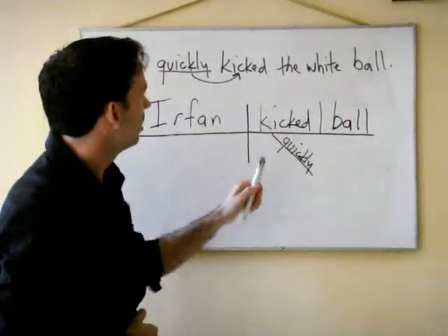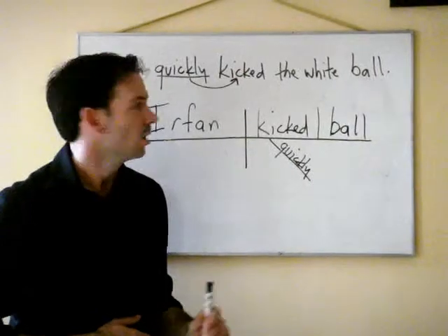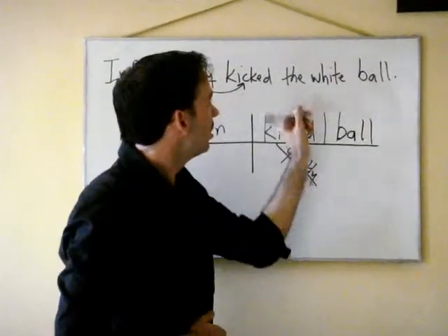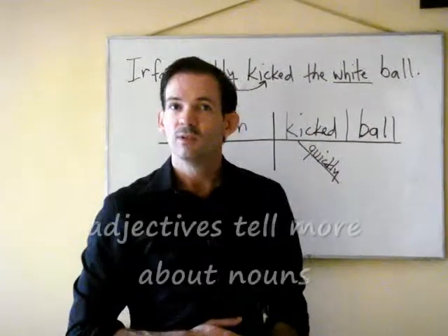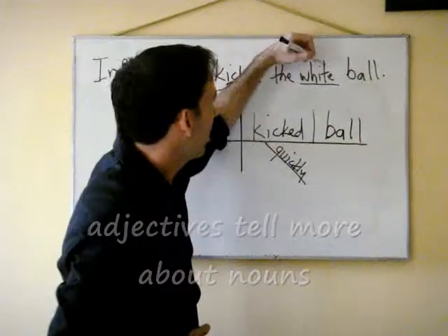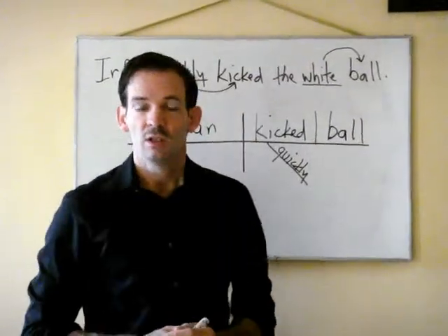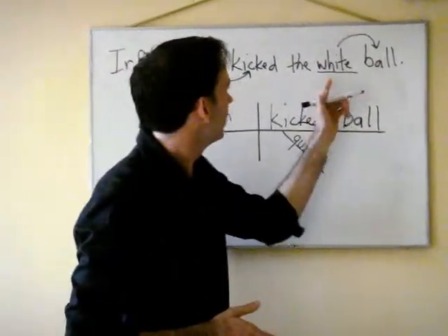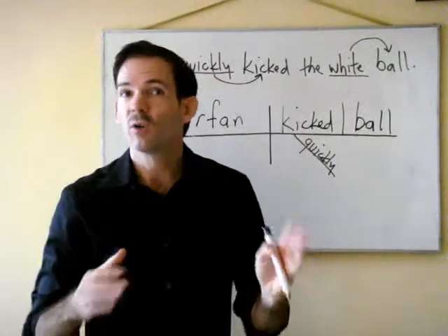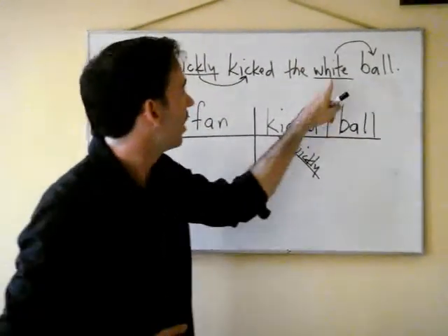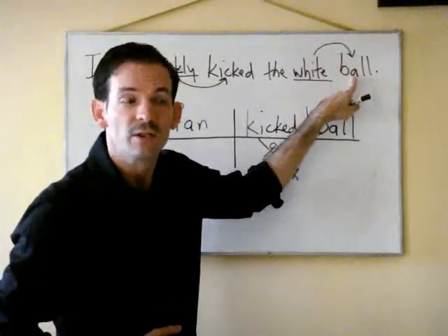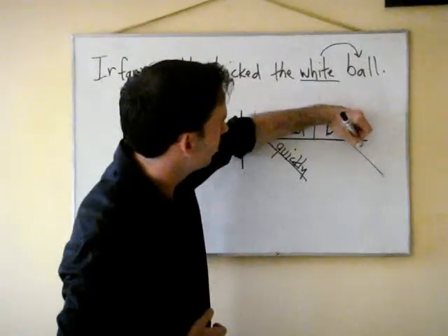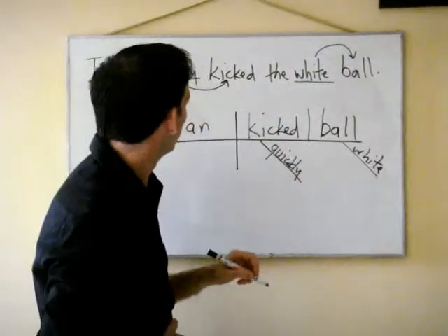Irfan quickly kicked the white ball. Okay, what color is the ball? White. Now, this is called an adjective because adjectives help tell more about a noun. You have a cat, you have a big cat, you have a black cat. Now adverbs tell more about the verb, how the verb was done, where adjectives tell more description about a noun. And of course, just like we did with this, we're going to put white right here.